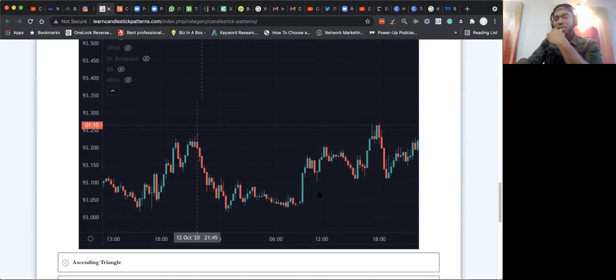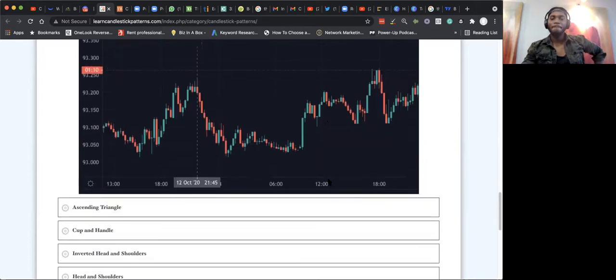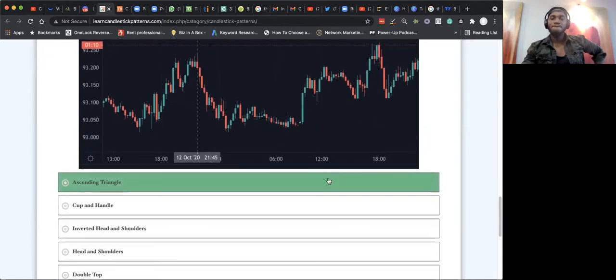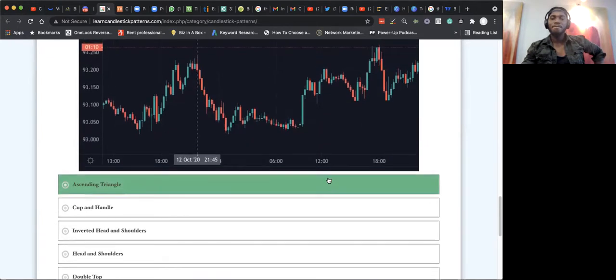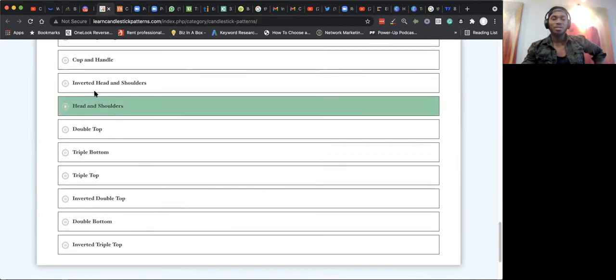Head and shoulders forming. Could it be an inverted head and shoulders? Maybe. With the first shoulder right here, starting off, and then, let's see. Yeah, I'm gonna go with an inverted head and shoulders. Or just the head and shoulders.